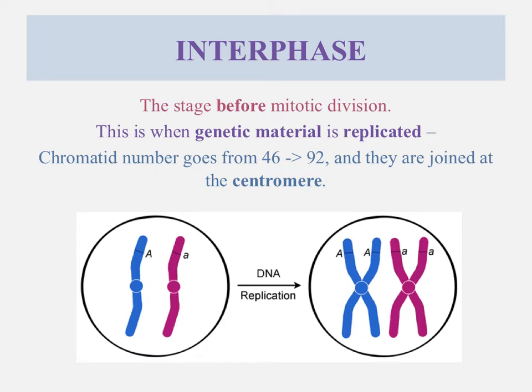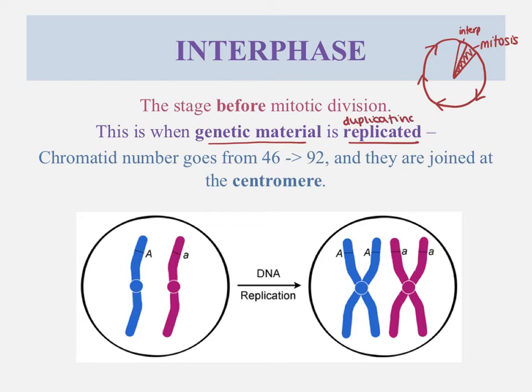Now, interphase is what happens before mitosis. If you look quickly into the top right of this screen, if you imagine the cell cycle like a pizza, it constantly goes round and round and round, and mitosis makes up a very small part of that cell cycle. Interphase is the bit before it. But in interphase, we get genetic material replicating. You can also say duplicating or doubling.